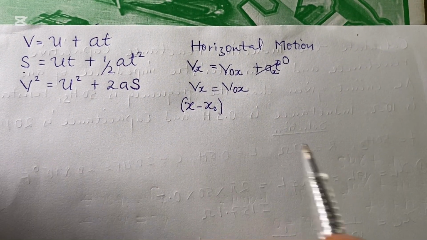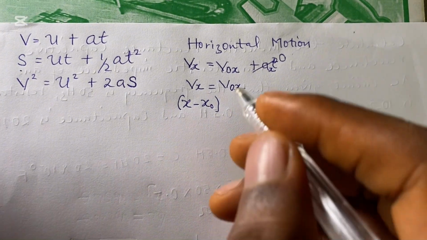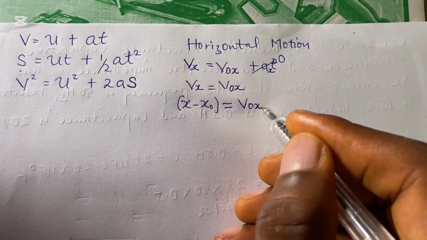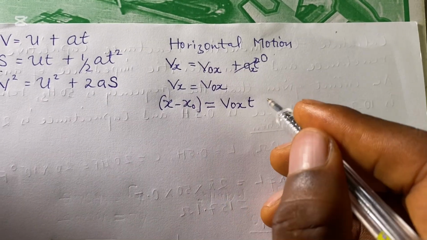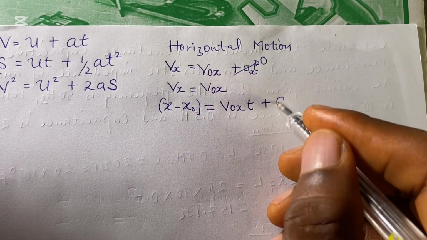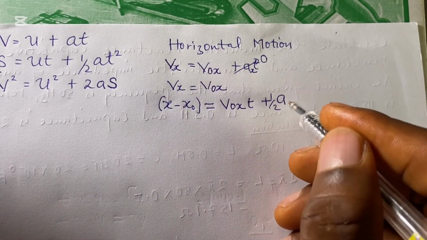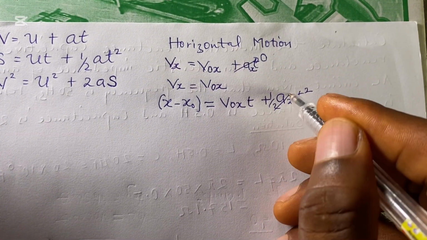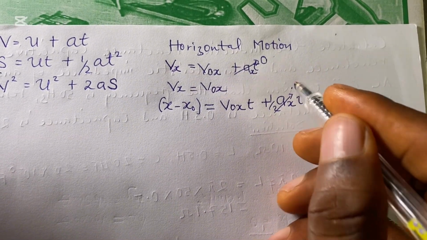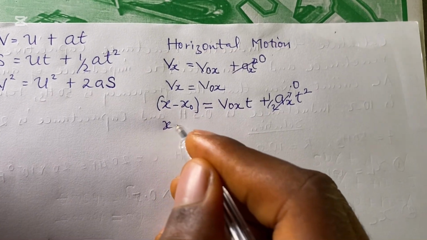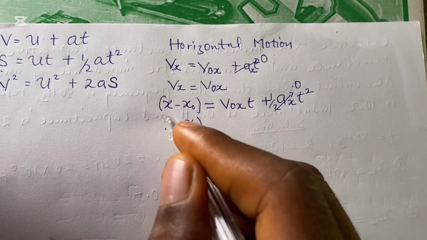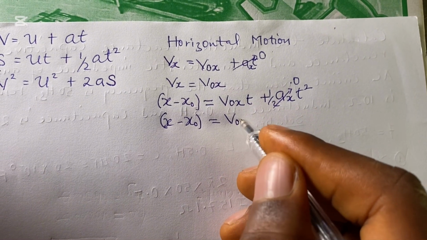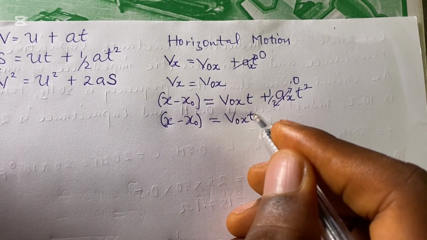Change the position on the x-axis, so this equals u, which is v naught of x times t, plus the rest, which is half a_x t squared. But you know that this is 0, so this tends to this. So you have that x minus x naught, which is the change in position on the x-axis, is equal to v naught of x t.